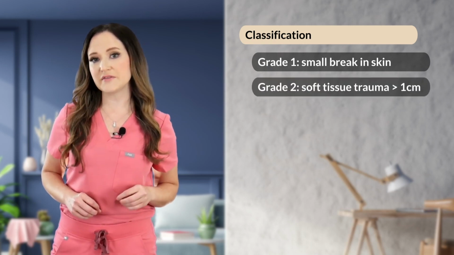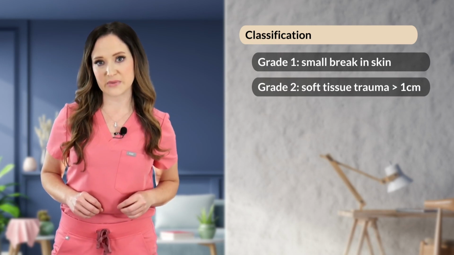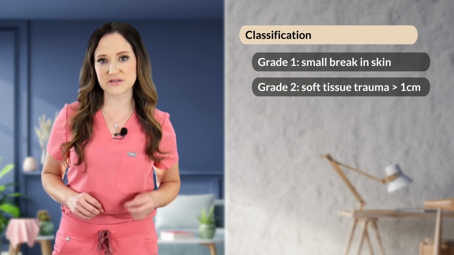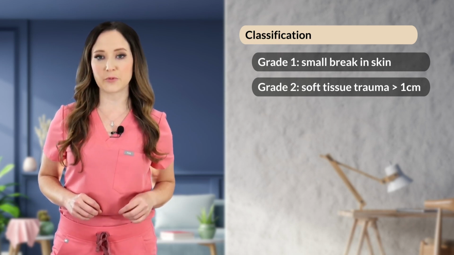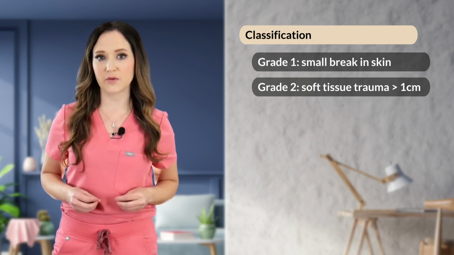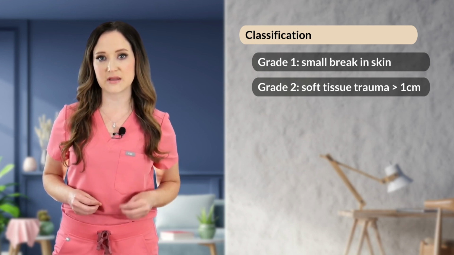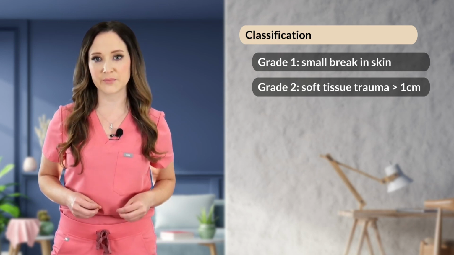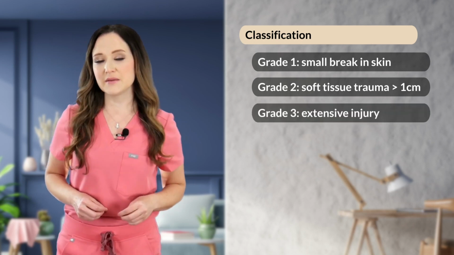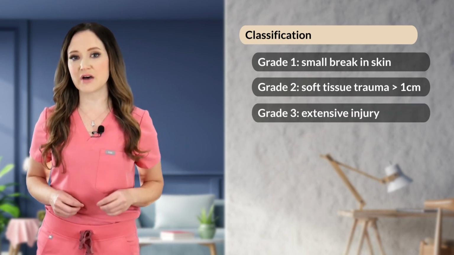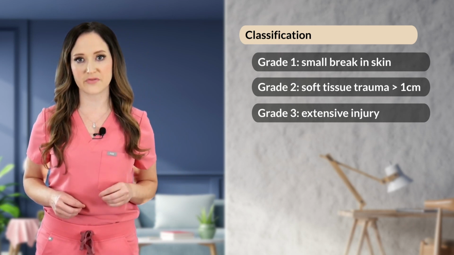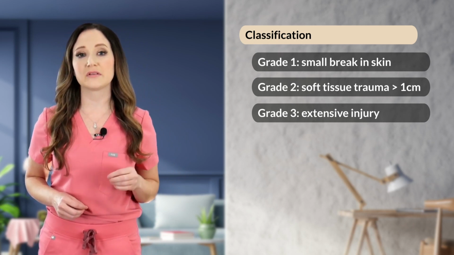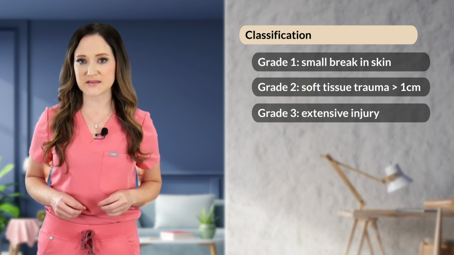Grade 2 is soft tissue trauma of greater than 1 centimeter that's continuous with the fracture itself, often caused by external trauma like a bite wound, so big dog, little dog fight, or open fractures associated with jumping out of a moving vehicle. Grade 3 means that there is extensive soft tissue injury, often in addition to high degree comminution of the bone, like you would see with a lawnmower injury or high velocity gunshot wound.